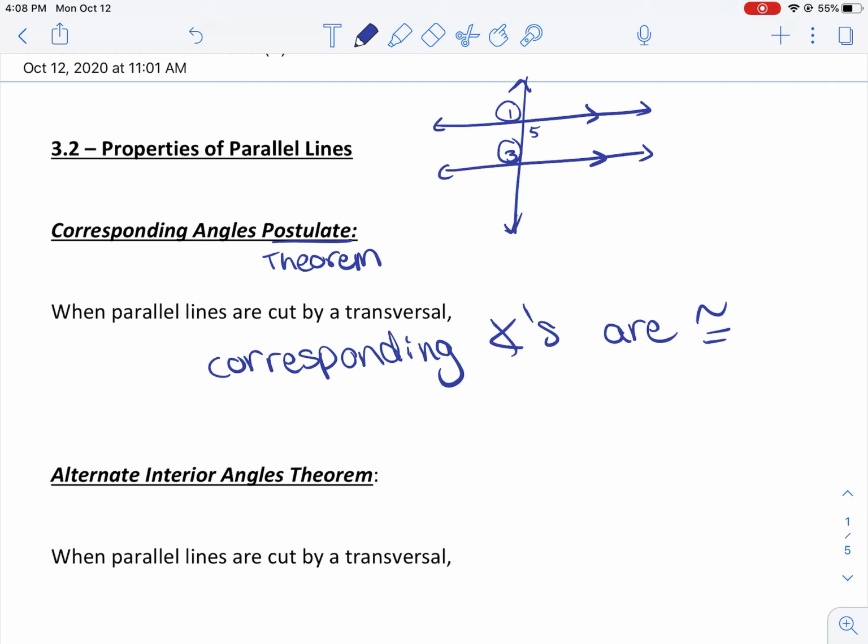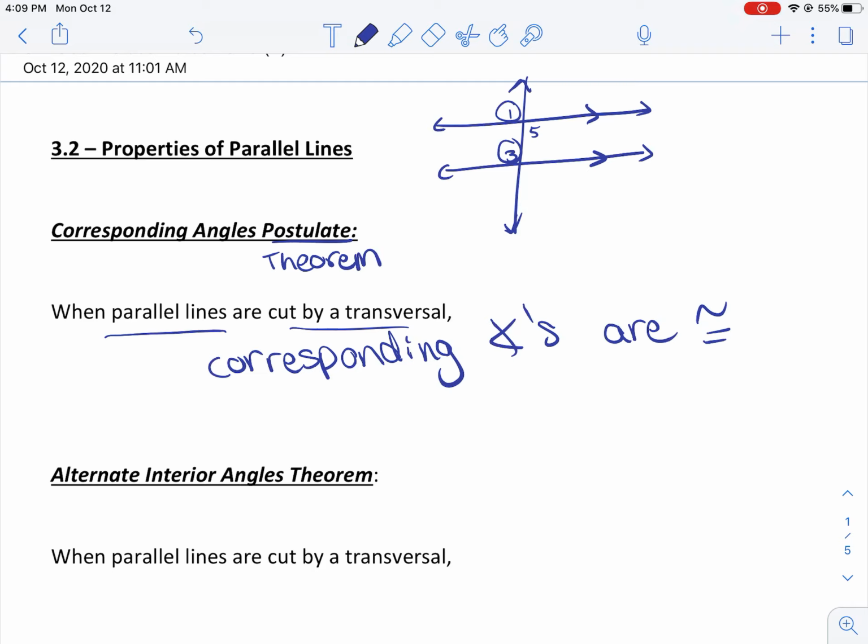You can't just say corresponding angles, because we know that when those lines are not parallel, you still can have corresponding angles, but the angles that are created are not congruent to each other. So the key is that we have parallel lines that are cut by a transversal, and when we do, the corresponding angles theorem would say that the corresponding angles are congruent.